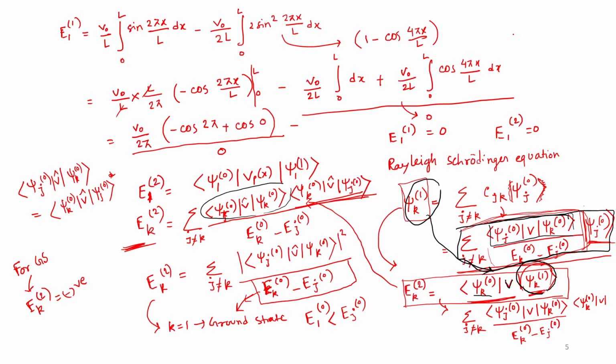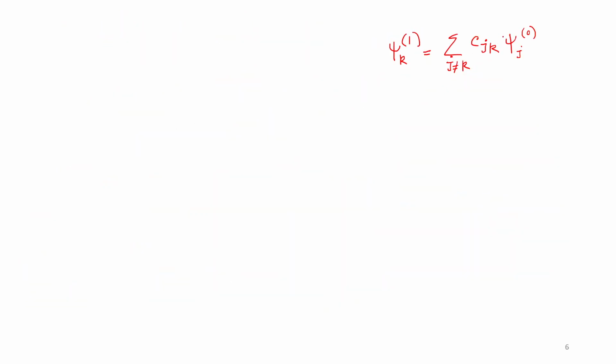So what we already have, let me also check one. This is the summation of C jk, where j not equal to k, and psi j zero. Am I writing it correctly? Yes. Now you can think of it as a ket function, so it will not change the thing. Will it change? No, right?